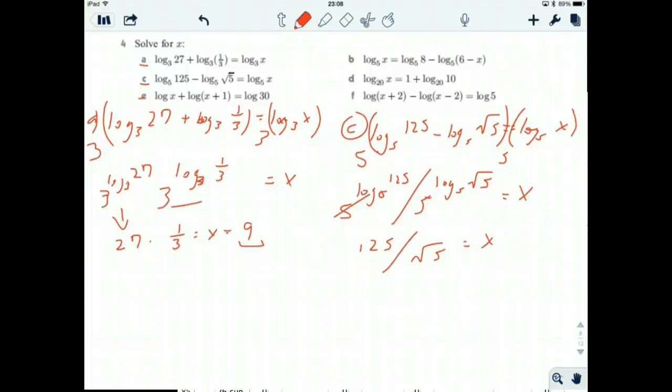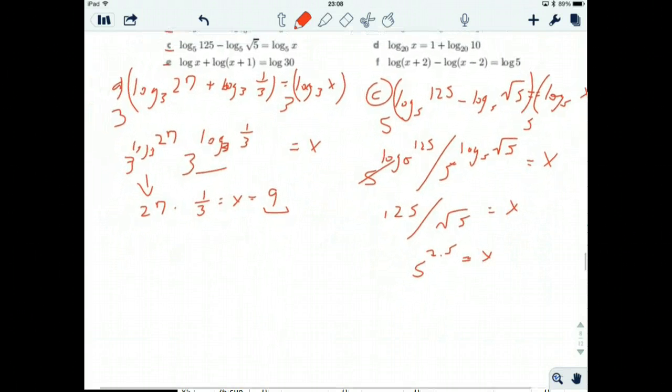And then we would have 5 times 5 times 5 on top, divided by 5 to the 1/2. And so that would be 5 to the 2.5 is equal to x. Okay. And then the last one is E.